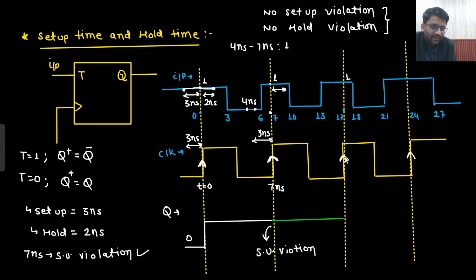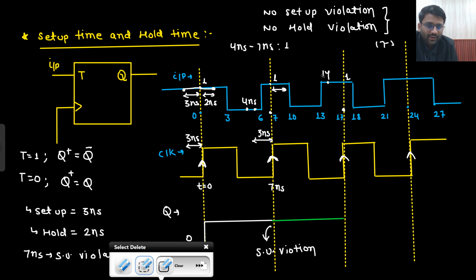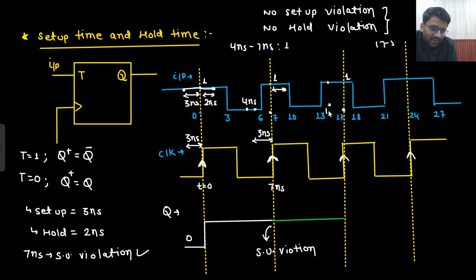Okay. Let's go to this one. What about setup time? He will say that, sir, my input should be set up for 3 nanoseconds already. So at 17 nanoseconds, I am seeing 1. But I need to go back 3 nanoseconds. 17 minus 3, 14. That means from 14 nanoseconds to 17 nanoseconds, input should be stable. Is it stable at 1? Absolutely, it is stable at 1. So from 14 to 17, input is stable. There is no setup violation.